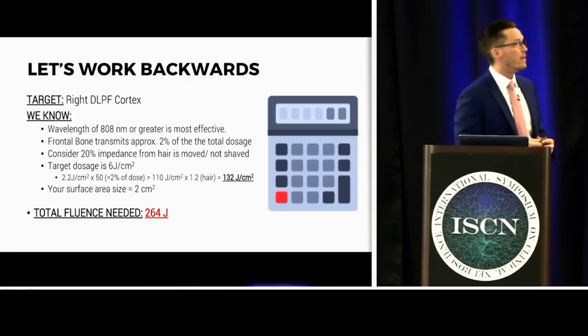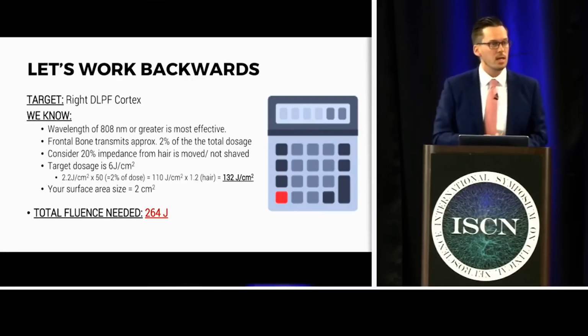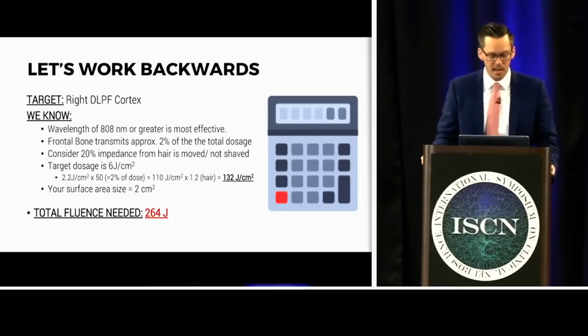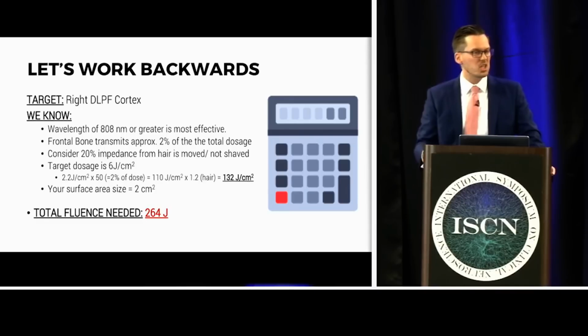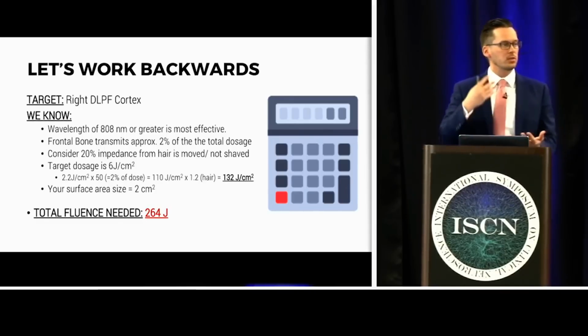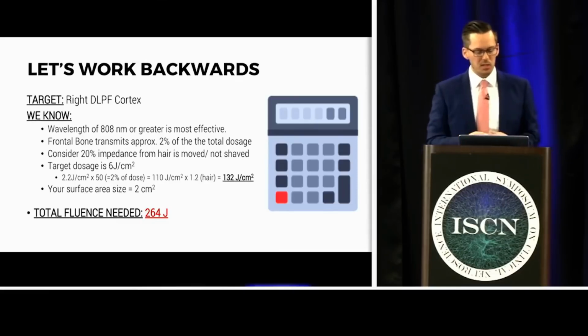So the wavelength of 808 we see is greater or more effective than other wavelengths, so let's just say that's the wavelength that we're going to use. We know that the frontal bone transmits about 2% of the activity. We need to consider probably about 20% impedance for hair follicles, for tissue melanin, things like that, and especially if somebody's not shaved.